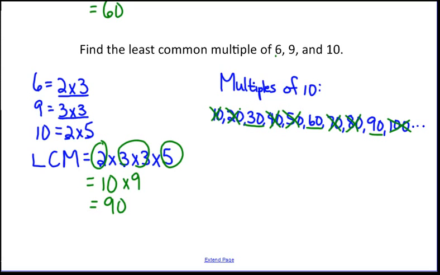Now let's take a look at 9. The only choices left are 30, 60, 90, and maybe we have to go even further, but let's start with that. 9 does not go into 30, so we cross that off. 9 does not go into 60 evenly, cross that off, but 9 does go into 90. So our least common multiple is 90, which is exactly the same answer as we got with the other method.